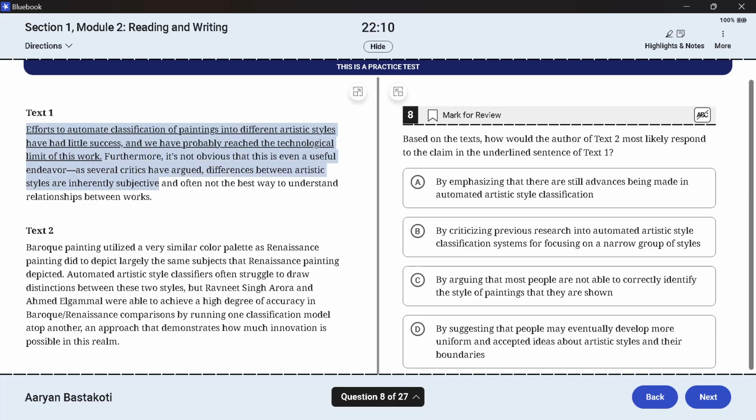Okay, this text says we cannot differentiate the works. This text says there is more innovation required to differentiate the paintings. By emphasizing that there are still advances being made in automatic artistic style classification. This might be the correct answer. By criticizing previous research into automated artistic style classification systems for focusing, not really. By arguing that most people are not able to correctly identify, the extreme choices are directly eliminated. This is one of those extreme choices. By suggesting that people may eventually develop more uniform and accepted ideas about artistic styles and their boundaries. This does not talk about people's choices at all. So A seems like the right answer.